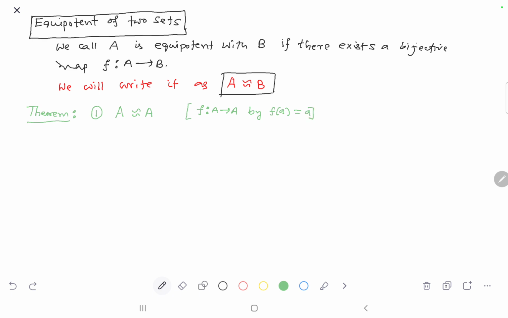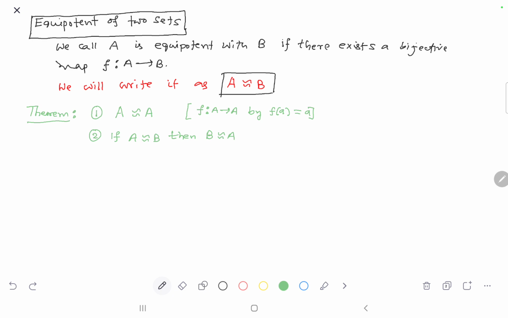This is a bijective map. I am not going into the detailed proof; it is very easy to prove. So A goes to A. Second, if A is equipotent with B, then B is equipotent with A. Fine? So if your set A is equipotent with B, then B is also equipotent with A.